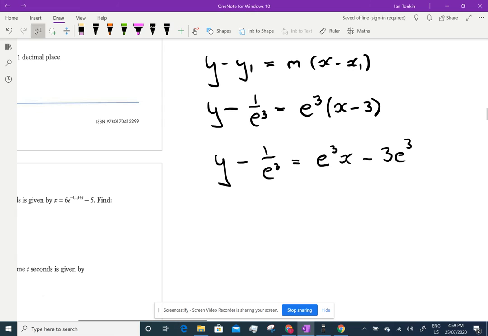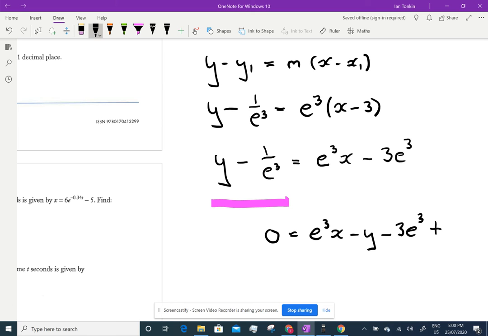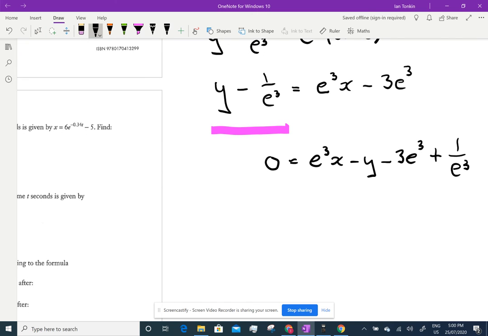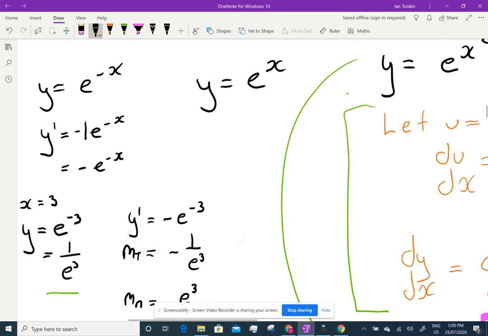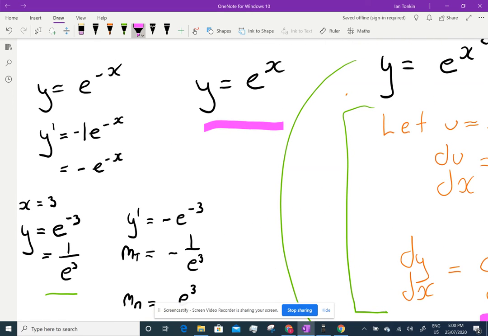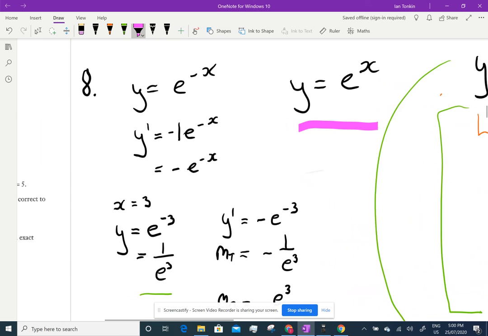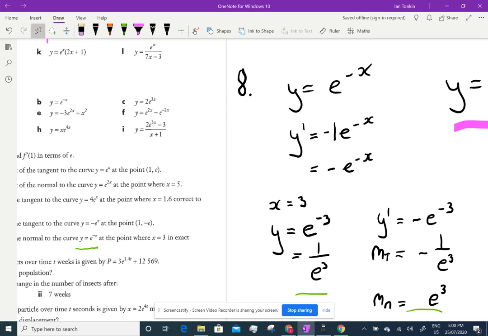And if I write that in general form, I'm going to have to bring all this over to the other side. So I'm going to get 0 equals e to the 3 x minus y minus 3 e to the 3 plus 1 over e to the 3. And then that's it. Now, that's not the same as the answer in the back of the book, but if you want the answer the same as the back of the book, you have to use y equals e to the x, because I've checked their worked solutions and they don't have y equals e to the negative x, they have y equals e to the x.